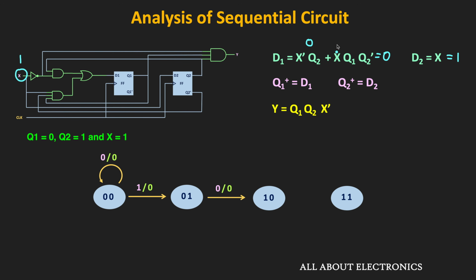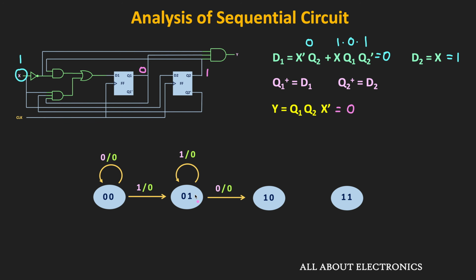And over here, this X is 1, but this Q1 is 0 and the Q2 is equal to 1. Therefore, this term will also become 0. That means whenever the X is equal to 1, then the D1 will remain 0, while the D2 will become 1. And therefore at the next clock edge, this Q1 will become 0, while the Q2 will become 1. That means in this condition, the circuit will remain in the same state. And in that case if you see, then based on the current inputs Q1 and Q2, this output Y will remain 0. So the same thing is shown over here. So in this way, we have covered the two possible output transitions for this 0-1 state.